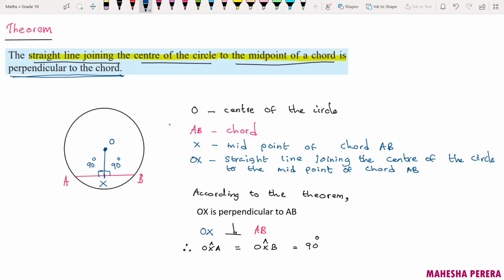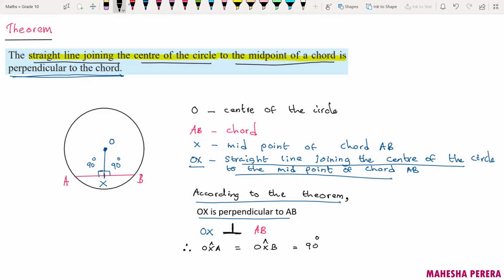Okay, so OX is the straight line joining the center of a circle to the midpoint of the chord AB. According to the theorem, OX is perpendicular to AB. You can use this symbol to denote that OX is perpendicular to AB, right?